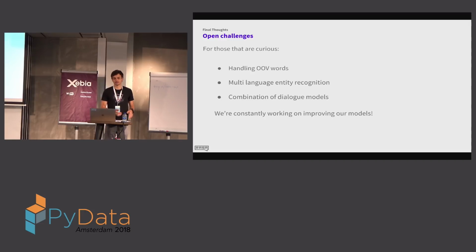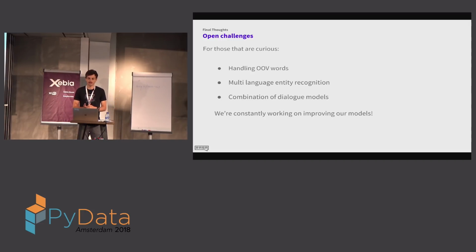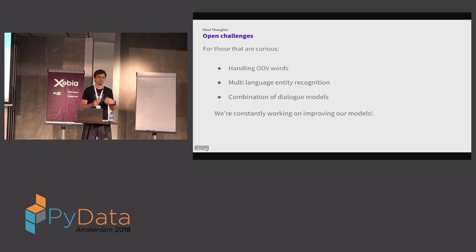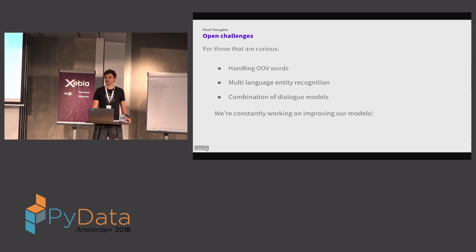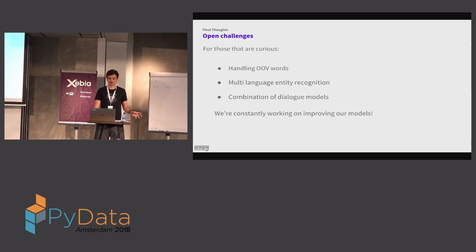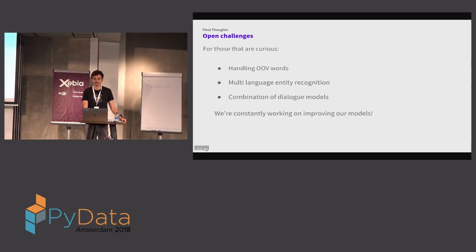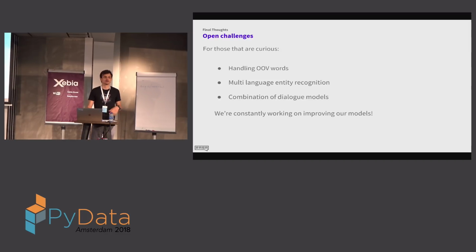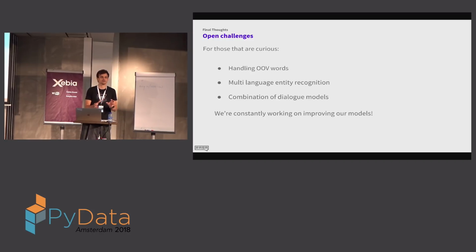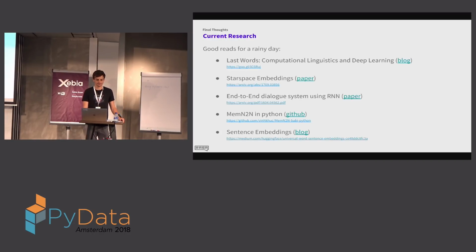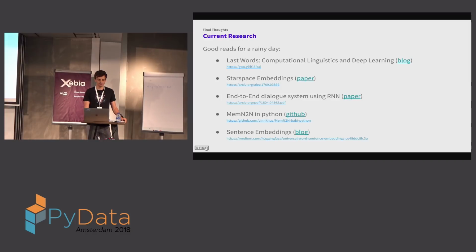There's still a lot of open challenges, right? We've talked about them: handling out of vocabulary words, so words that you don't have any word vectors for, or multi-language entity recognition, right? So these models are usually trained on a single language. Or combining multiple dialogue models from different domains. How do you decide which dialogue model is able to handle the next message? All that stuff.